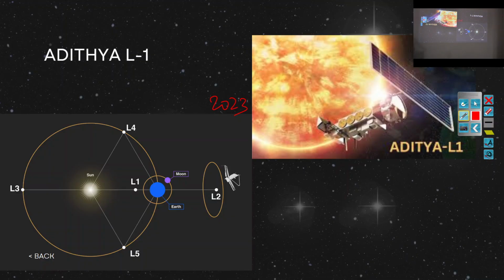Solar winds, coronal mass ejections, to study about these they launched this Aditya L1. And why is it named L1? L1 is nothing but a Lagrange point. Okay, it is a Lagrange point.